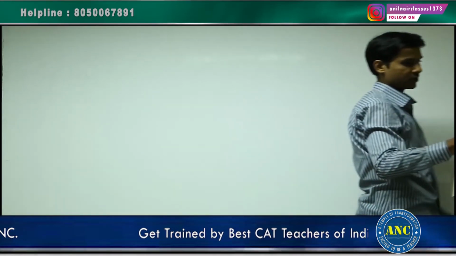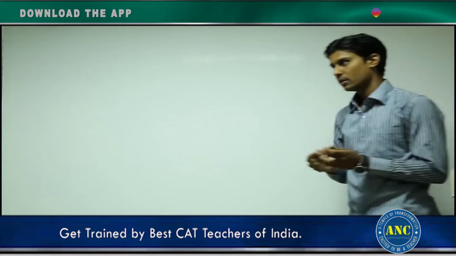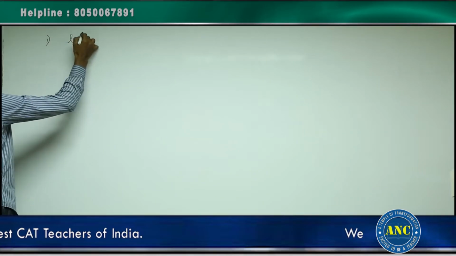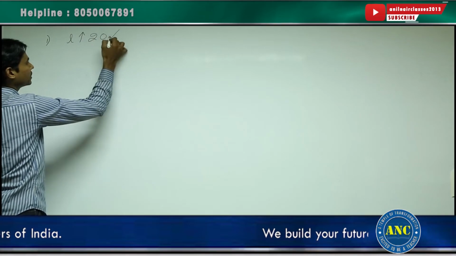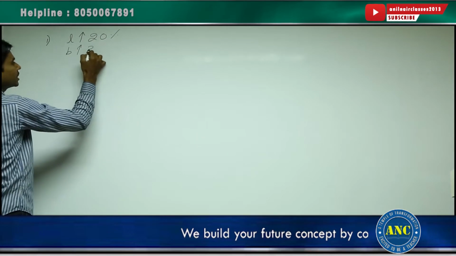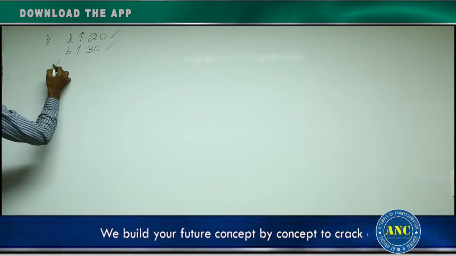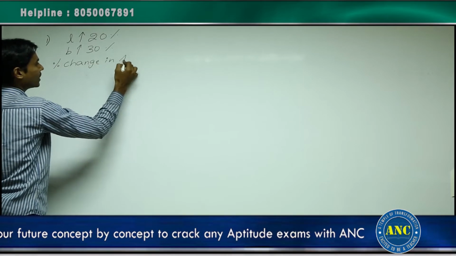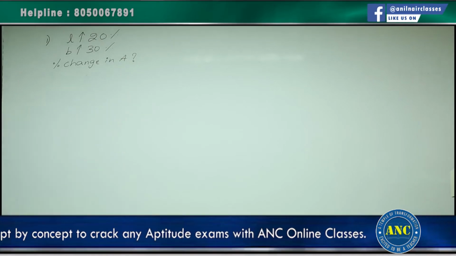First listen to the first three questions. First question: the length of a rectangle increases by 20% and the breadth increases by 30%. What is the percentage change in the area of the rectangle?